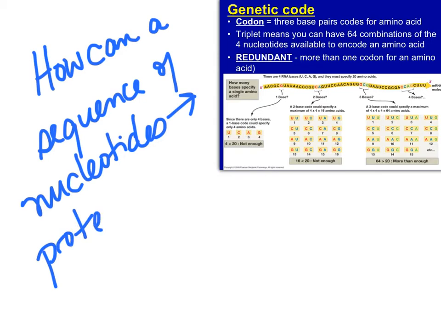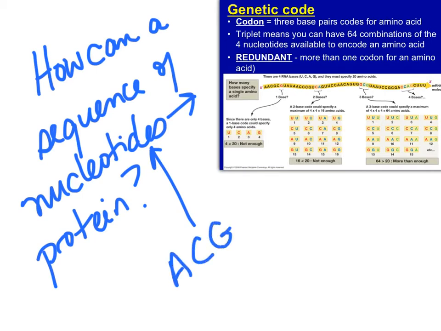You know what the nucleotides are. So you have, in DNA, you have 4 nucleotides, A, C, G, and T.